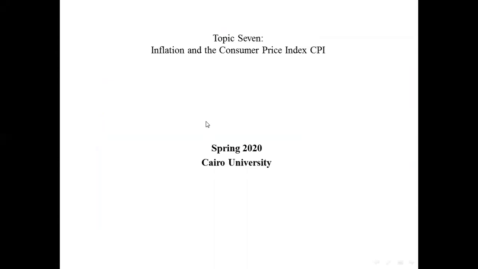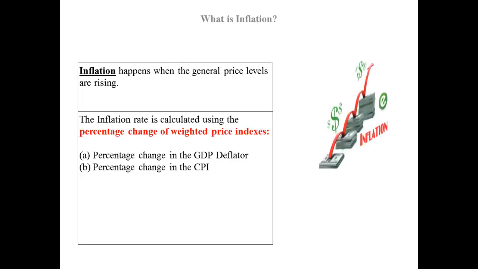In this topic, we will understand another way of measuring inflation using the CPI, which is the Consumer Price Index. We said in the previous topic that we can measure inflation, which is the inflation rate, using the percentage change in the GDP deflator. In this chapter, and it's a very short topic, we will look at how to calculate the inflation rate using the percentage change in the consumer price index.